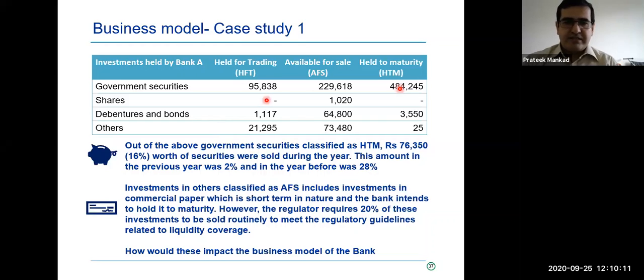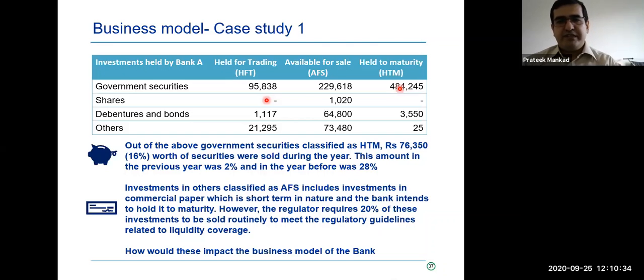Because when you call something as amortized cost, you said I will hold those assets to maturity. But as an auditor, I am saying, look, year 1, 28%, year 2, 2%, year 3, 16%. It does not add up. It does not smell right. So as auditors, please question management when you see sales from an amortized cost book.